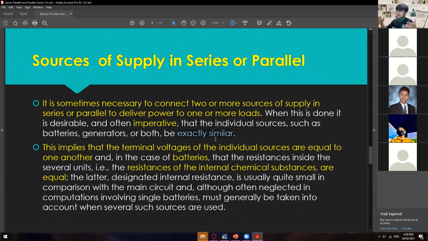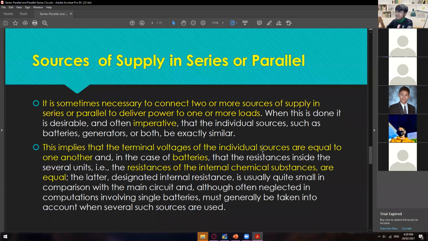Okay. So the fluctuation of your current might not be sustainable, or there might be a collision wherein they don't have the same amplitude. That is one thing that you need to consider. And then this implies that the terminal voltages of the individual sources are equal to one another. Not just the voltage itself, but the terminal voltages of the individual sources.